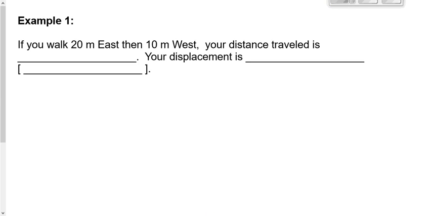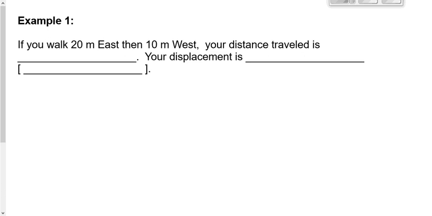Let's take a look at example number 1. It's in your booklet. It says, if you walk 20 meters east, then 20 meters west, your distance traveled is blank, and your displacement is blank. What do you got here? Are these positions or displacements? 20 meters east. Is that where this person is? Or is this how far this person's walked? Yep. Yeah, those are displacements, right?